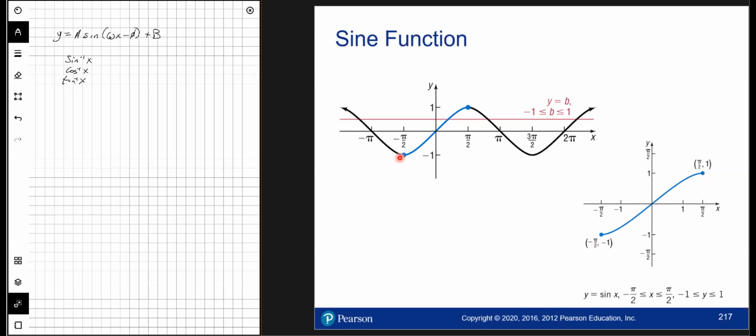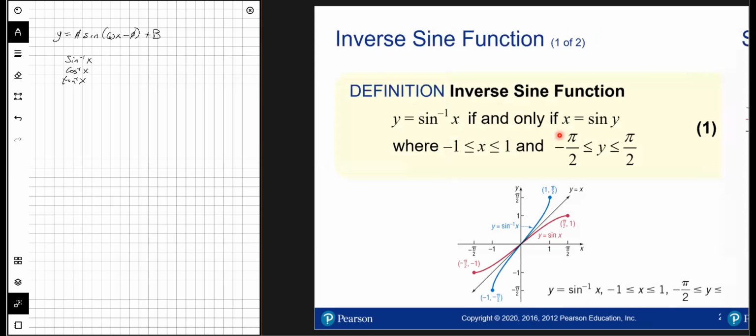So from negative pi over 2 to pi over 2, it covers all of the y values. Okay. So we're restricting our domain in this case, because the inverse is going, instead of going from x to y, we're going to go y to x.